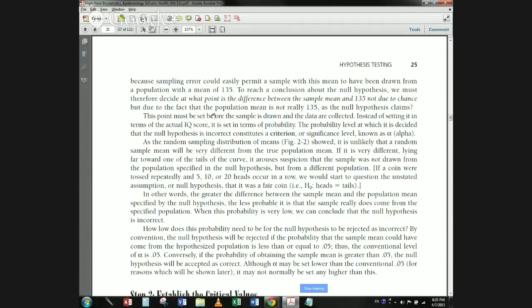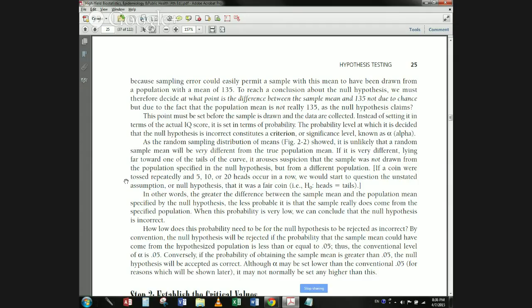The probability level at which it is decided that the null hypothesis is incorrect constitutes a criterion, or a significance level known as alpha. As the random sampling distribution of means showed in figure 2.2, it is unlikely that a random sample mean will be very different from the true population mean. If it is very different, lying far toward one of the tails of the curve, it arouses suspicion that a sample was not drawn from the population specified in the null hypothesis, but from a different population.